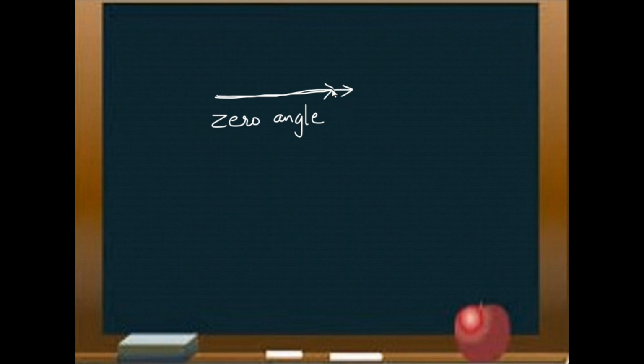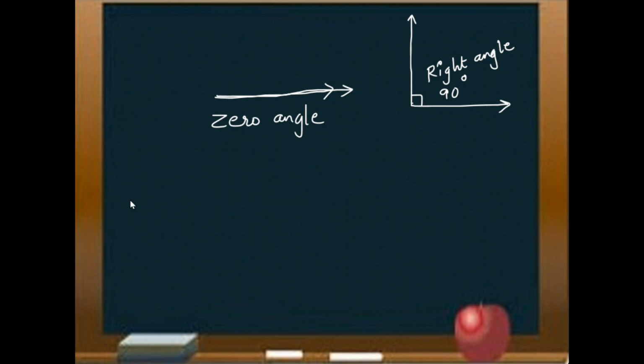Okay. Now when the arrow starts moving and suppose it reaches a point which is like this, it looks like an L. So this L-shaped angle is called a right angle. Okay, this is called a right angle and its measure is always 90 degrees. So this is a right angle.